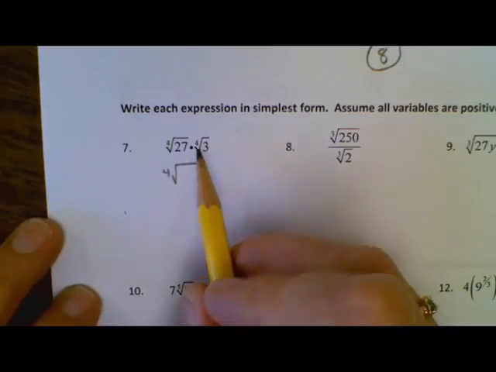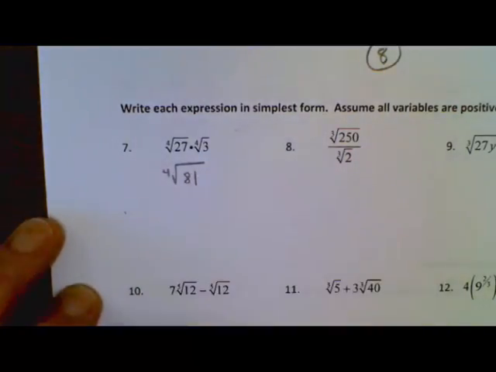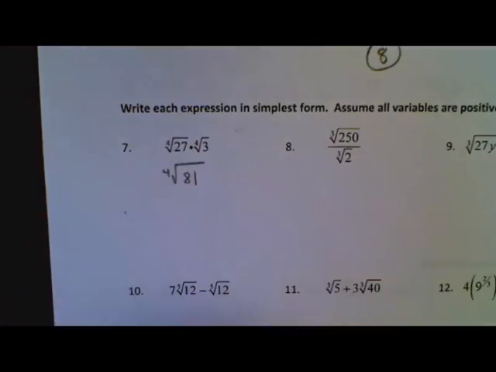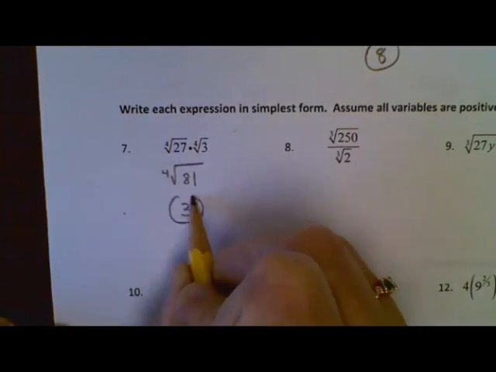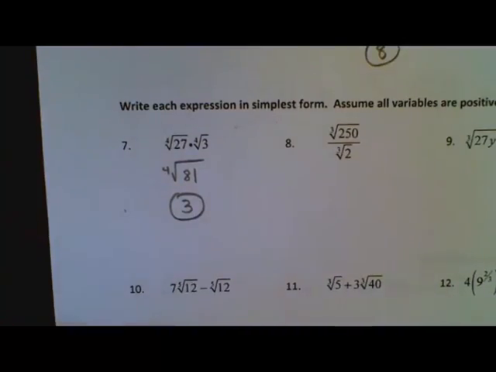27 times 3 is 81. Now the 4th root of 81, 81 is a perfect fourth. 3 times 3 times 3 times 3 gives me 81. So the 4th root of 81 is the number 3.